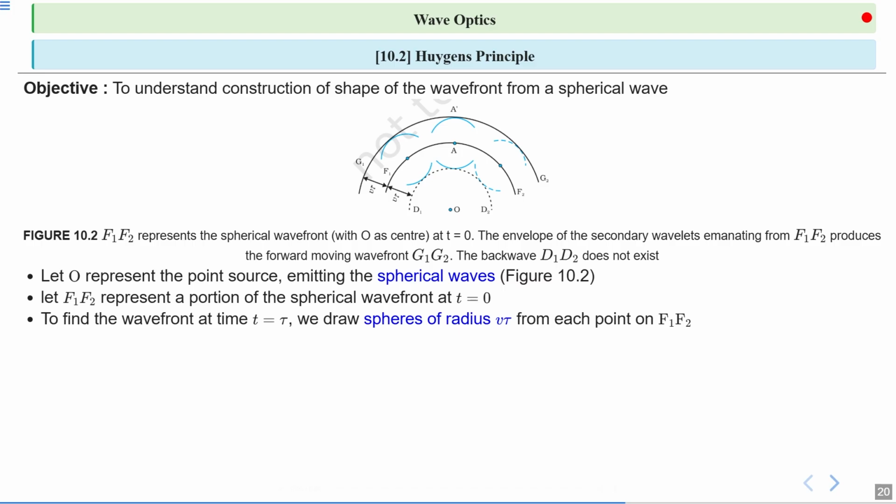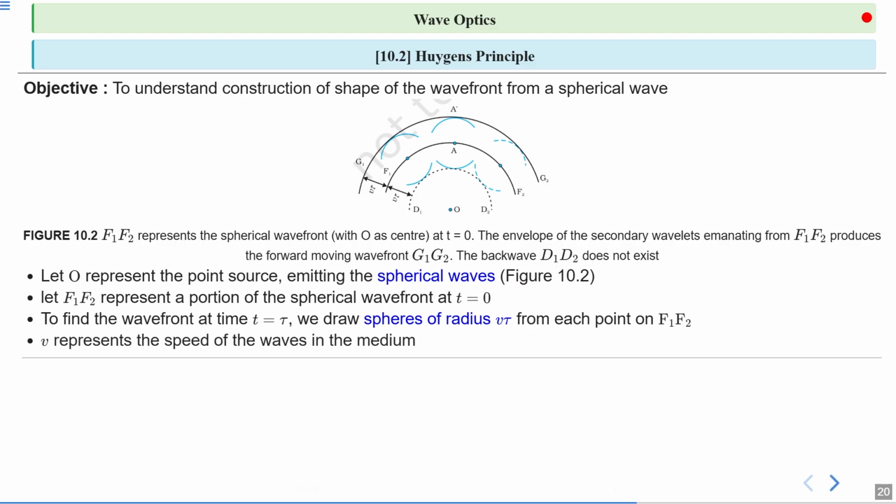So after time tau, what is the distance traveled? It is v tau, with v being the wave speed and tau being the time. Visualize this as expanding circles from each point on the initial wavefront. Here we define v, which is the speed of the wave in the medium. Understanding this variable is important because it influences how quickly the wavefront expands.